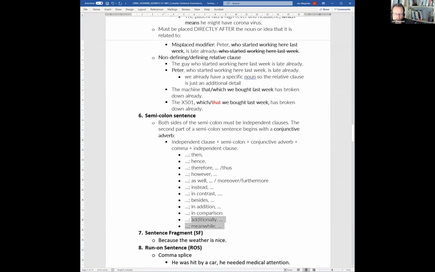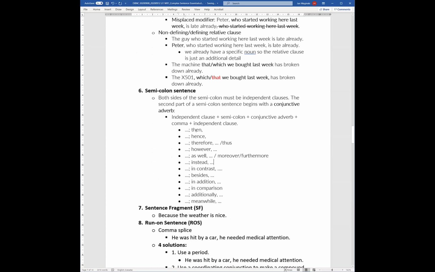And by the way, you can start a sentence with any of these. You don't have to have a semicolon to start a sentence with any of these. We've got words like then, hence, therefore, thus, however. Phrases like as well, which is a synonym for moreover, furthermore, instead, in contrast, besides, in addition, in comparison, additionally, meanwhile. You need to be familiar with these so that you don't confuse them with subordinating conjunctions.